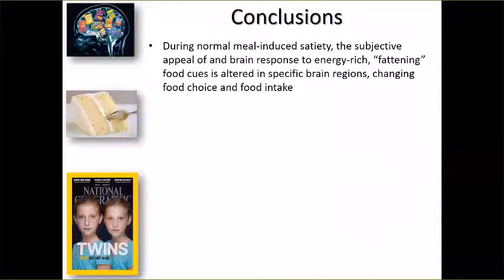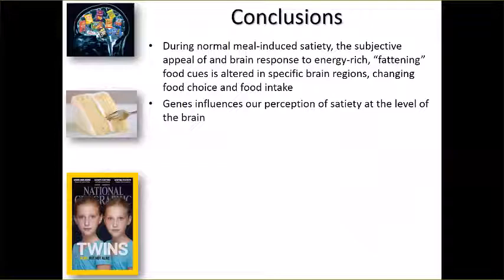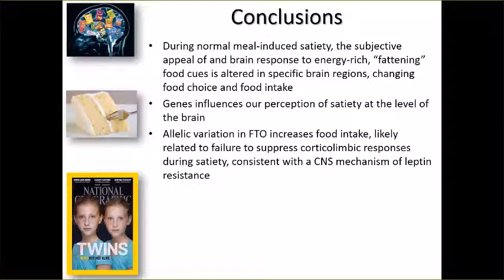So normal meal-induced satiety involves suppressing the subjective appeal as well as the brain response specifically to high-calorie foods in specific brain regions that drive our motivation. This changes food choice and food intake. Our genes influence our level of satiety perception at the level of the brain. And allelic variation in FTO increases food intake, which may be related to a failure to suppress cortical limbic responses during satiety and would be consistent with a CNS mechanism, potentially of leptin resistance.